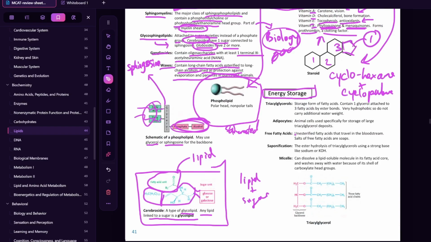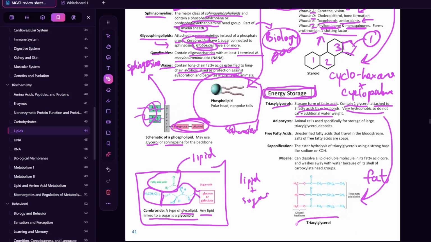So you always have a way to store energy. A lot of people say fat is bad and they want to be a low body fat percentage. For example, if you're bodybuilding and you want to be super low body fat percentage, but the thing is you need energy stored in you. And so we store energy through fat too, right? So triacylglycerols are the storage form of fatty acids, containing one glycerol attached to 3 fatty acid chains through ester bonds. Very hydrophobic, so they do not carry additional water weight.